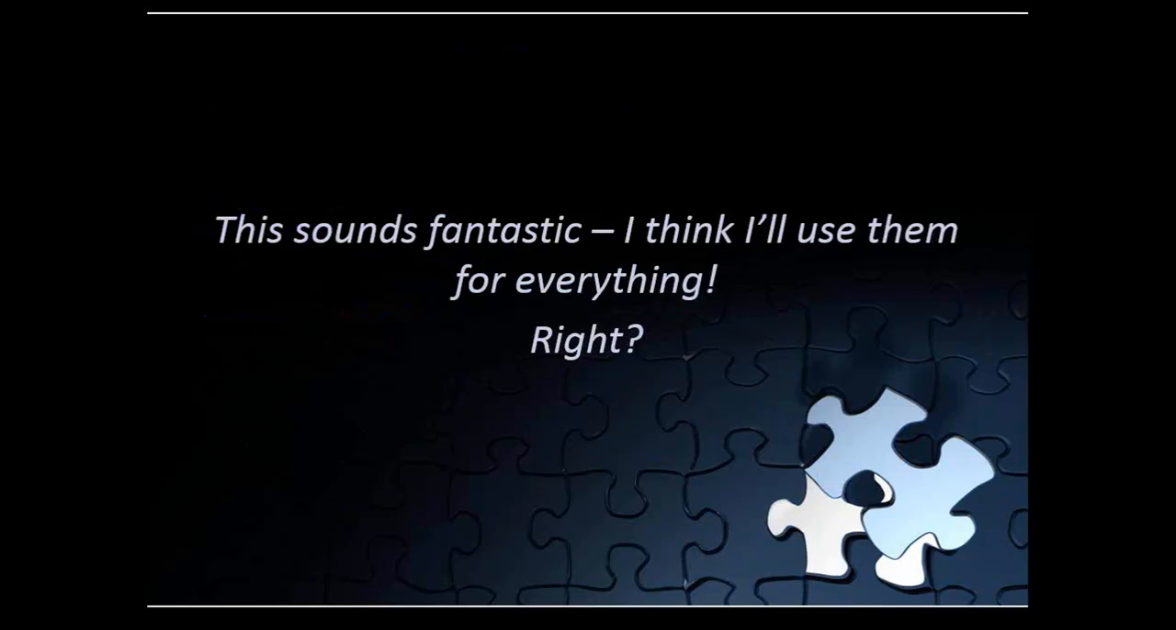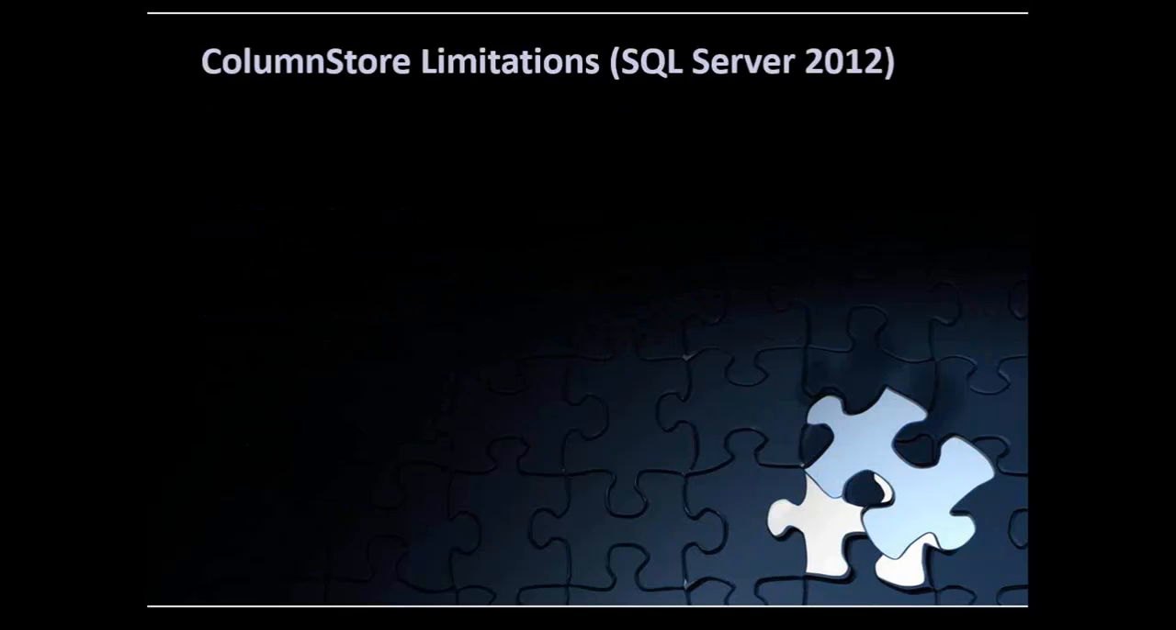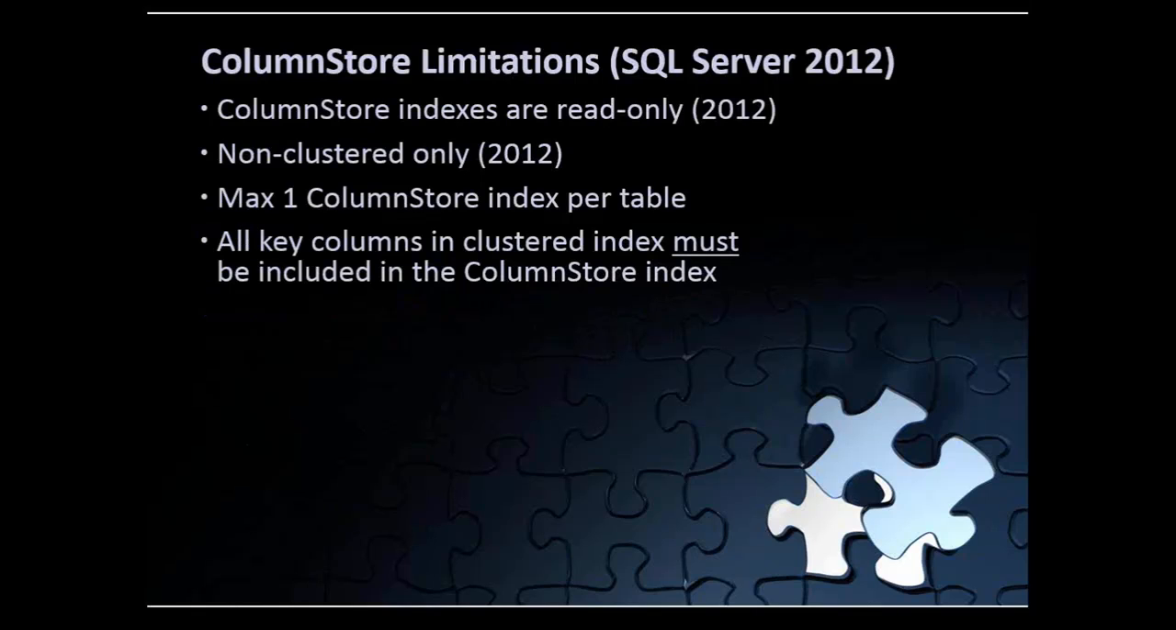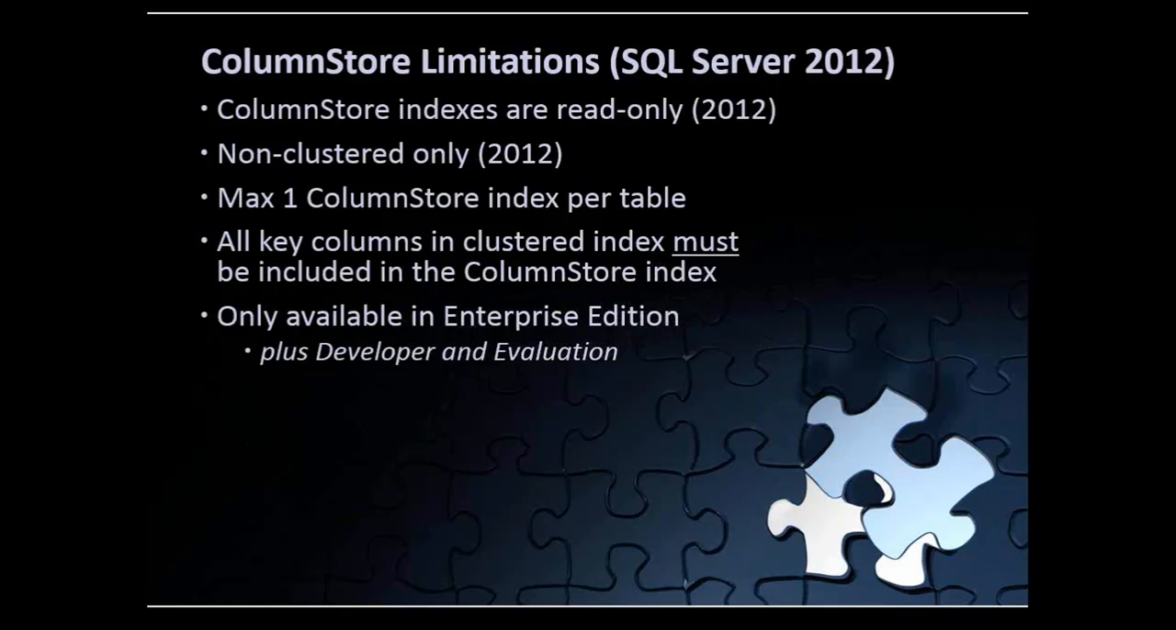So, fantastic. Should we use them for everything? Well, there are a few limitations, and I'm going to go through some of the SQL Server 2012 limitations first, and maybe it will become clear why I've done that in a second. So in 2012, ColumnStore indexes are read-only and non-clustered. There's a maximum of one ColumnStore index per table, and that hasn't changed. All the key columns in a clustered index must be included in the ColumnStore. That's a non-clustered ColumnStore index. And they're only available in Enterprise Edition.